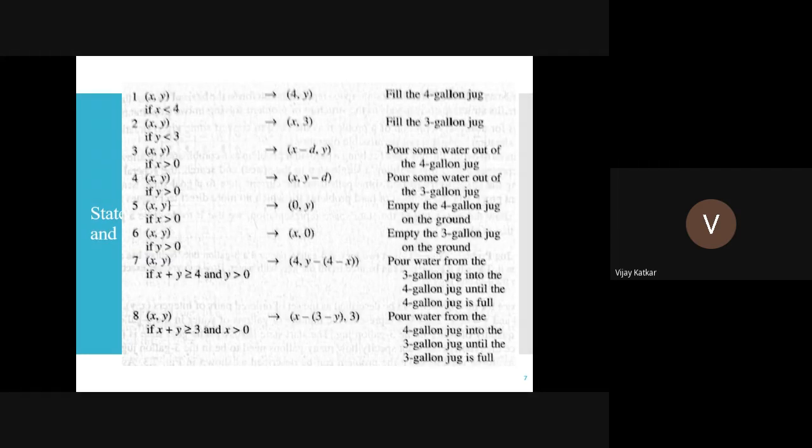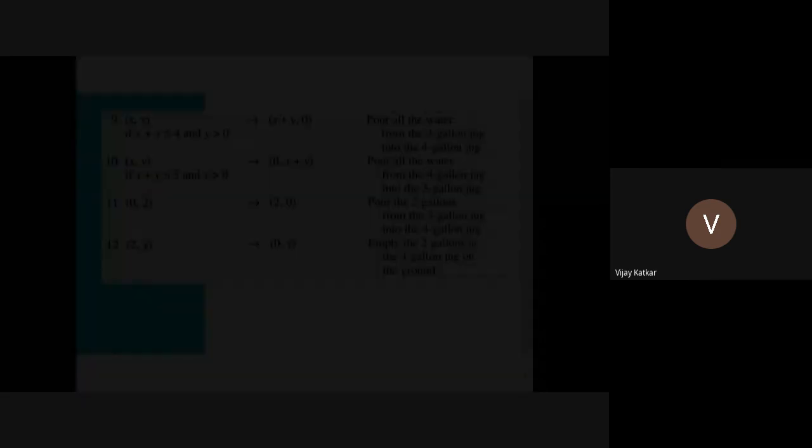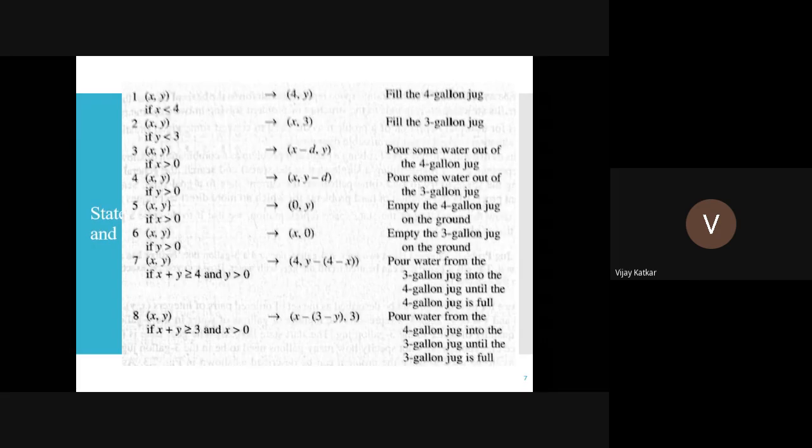So now there are rules. There are a total of 12 rules, but it is not necessary that we use all 12 rules. I have taken this photo from our book only. See what it says.